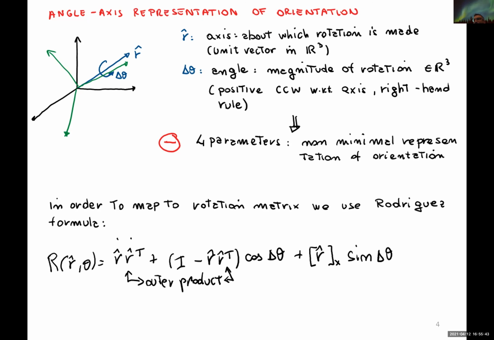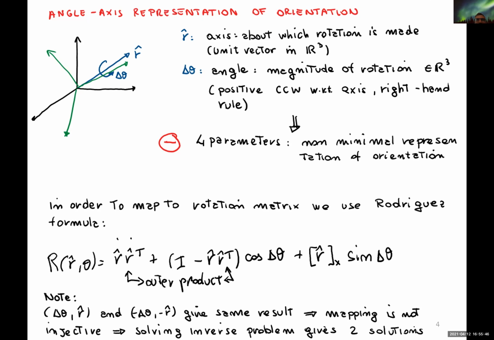And an important point is that this mapping between angle axis and rotation is not injective. Do you remember what an injective function is? It means that in the domain, we have more points that correspond to the same point in the codomain. So we have two sets of angle axis tuples that correspond to the same rotation matrix, and we will see afterwards how and why. The inverse problem will give you two solutions.